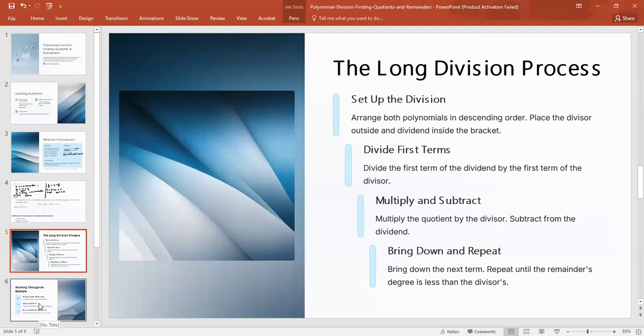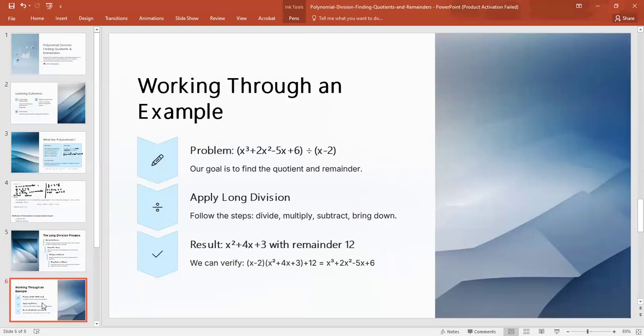Let's have a look at an example so that you can see how to apply the long division process on polynomials. Consider the polynomial x cubed plus 2x squared minus 5x plus 6 divided by the polynomial x minus 2. Our goal here is to find the quotient and the remainder. If you apply the technique that was mentioned in the previous slide: division, multiplying, subtracting, and then bringing down terms, you will definitely obtain the quotient x squared plus 4x plus 3 with the remainder 12. If you verify your answer by multiplying the divisor and the quotient plus the remainder, you should actually obtain the initial expression.